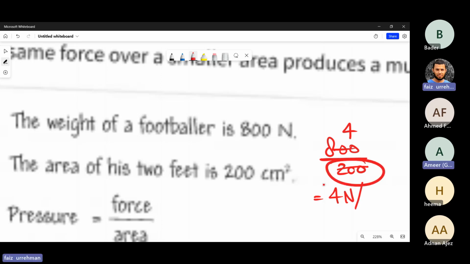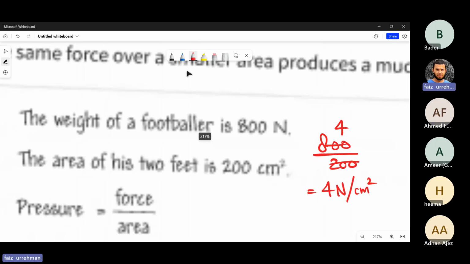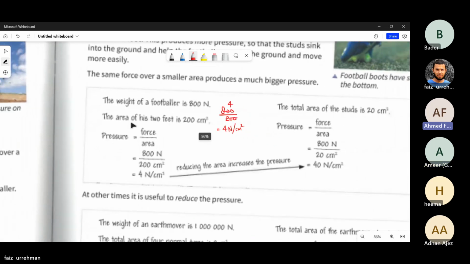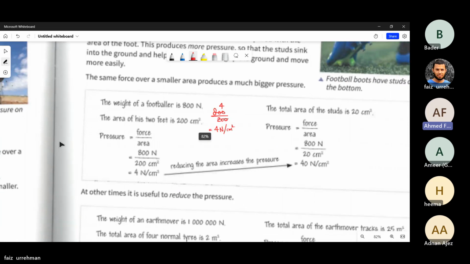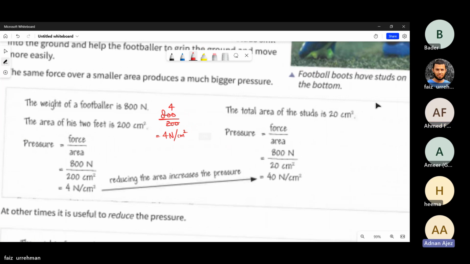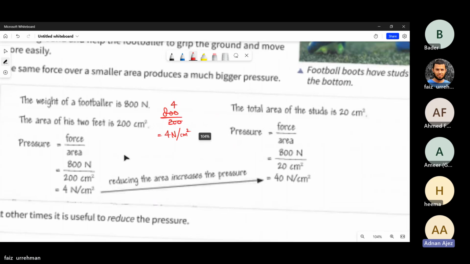Is it meter? No, centimeter. So the answer will be 4 Newton per centimeter square. Or if we convert to Pascal, the area of his 2 feet is 200 centimeters square, which in meters square will be 0.0004, and the pressure in Newton per meter square.